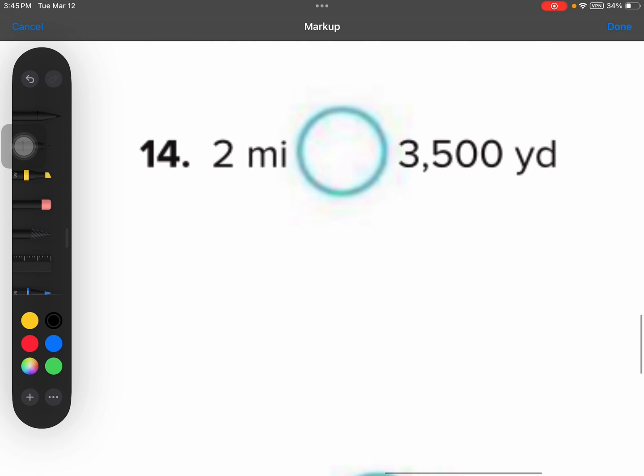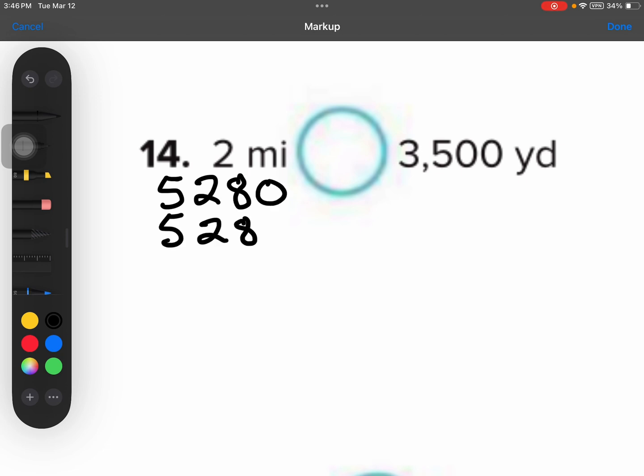Ooh, this one's fun. Miles. So 5 times 5280. And I'm just going to add 5280. I could multiply it. Whatever is up to you. 6, 1, 2, 3, 4, 5. Okay, looking at that. Oh, wait, this is yards. Okay. Undo all that I just did. That's why I have to read and pay attention.